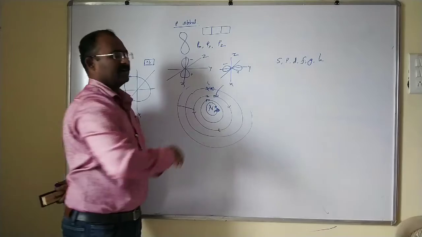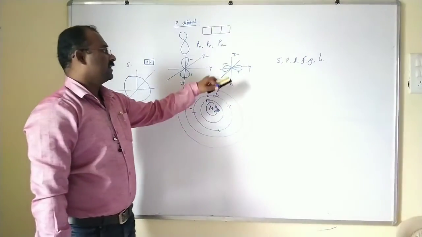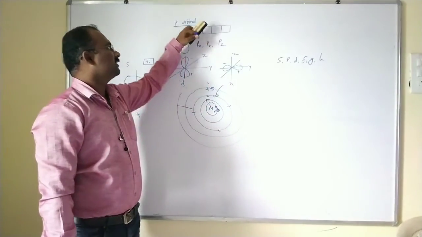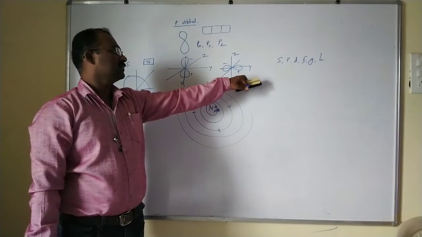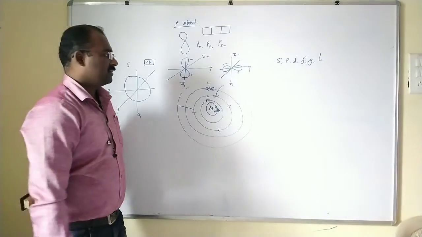It is the suborbital of P having lobes along the y-axis. This is called the Py orbital, and these two opposite lobes have opposite spin. It is called the Py orbital.